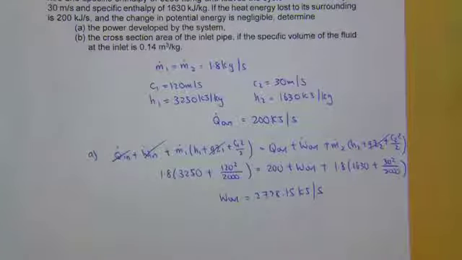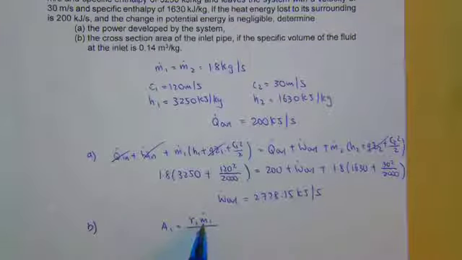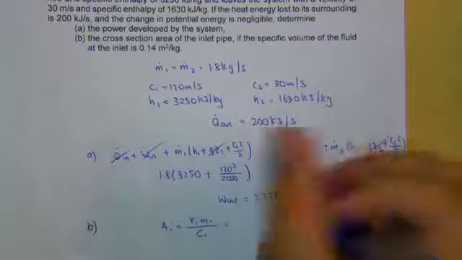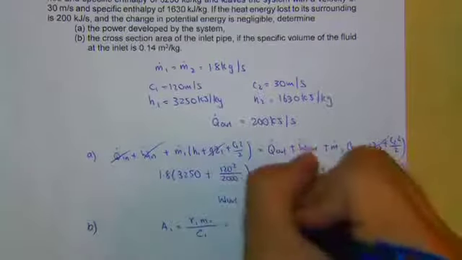Part B, the cross-section area of the inlet pipe. The specific volume of the fluid at the inlet is 0.14. So you want to find the cross-section area of the inlet pipe. There's only one formula in the notes: A1 is equal to v1 m dot 1 over C1. A1 is your cross-section area of the inlet pipe, v1 is the specific volume at the inlet, m dot 1 is the mass flow rate, and C1 is the velocity at the inlet. So just plug in the values: 0.14 multiplied by 1.8 divided by your inlet speed, which is 120. This will give you 0.0021 meter squared.